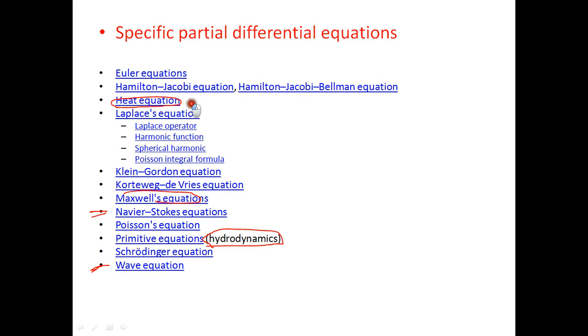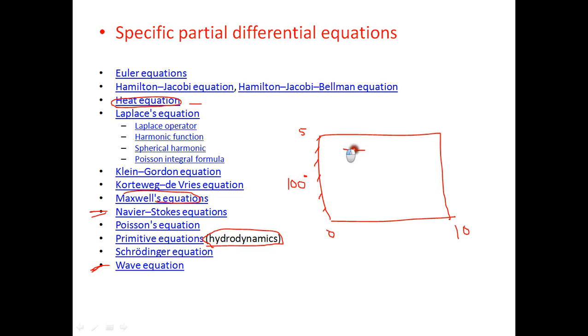For example, I'm going to tell you about the heat equation. Say this is the domain, a plate whose length is 0 to 10 centimeters and whose width is 0 to 5 centimeters. If this boundary is at 100 degrees Celsius, but all these other portions are at 0 degrees Celsius, this is the heated region. How will this heat propagate through this region and be balanced with time? We can understand that using the heat equation.